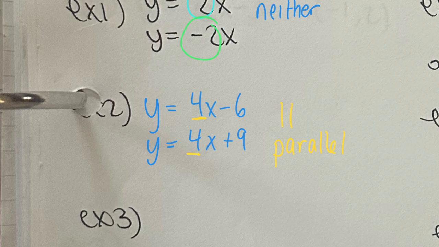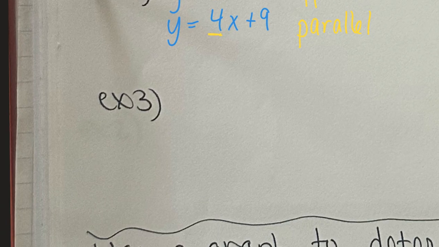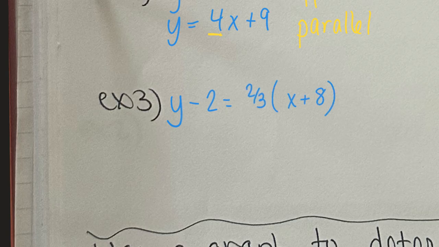All right, let's do example 3. We don't have to have an equation in slope-intercept form. We could have an equation in point-slope form. So y minus 2 is equal to 2/3 times (x plus 8). The second equation is going to be y plus 6 equals negative 3/2 times (x minus 1).